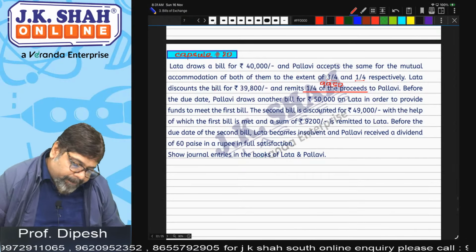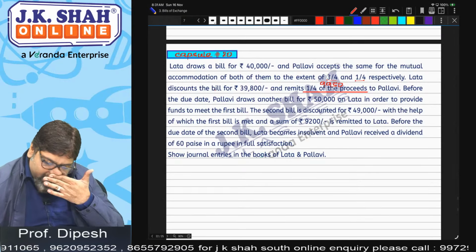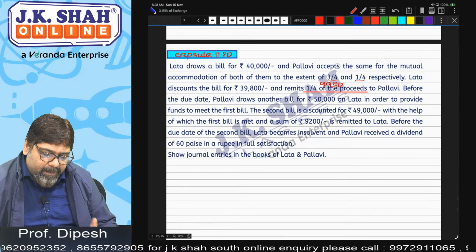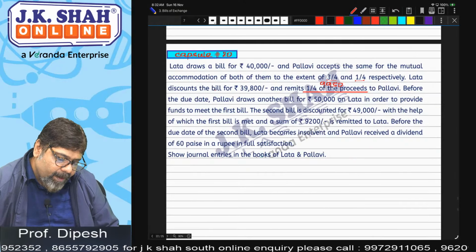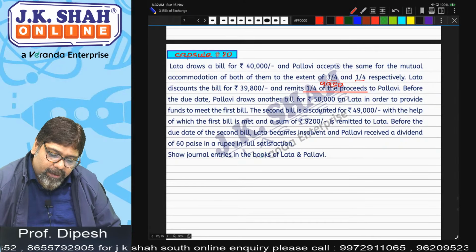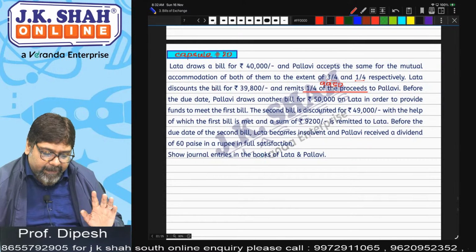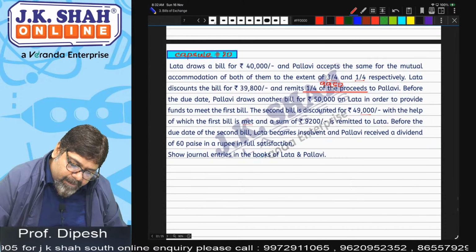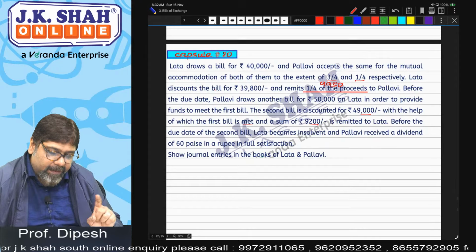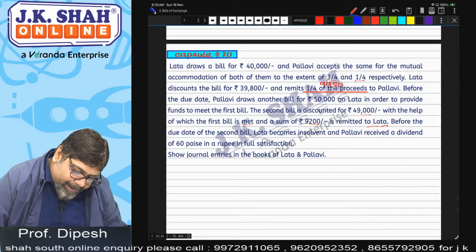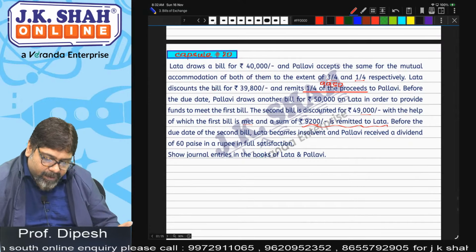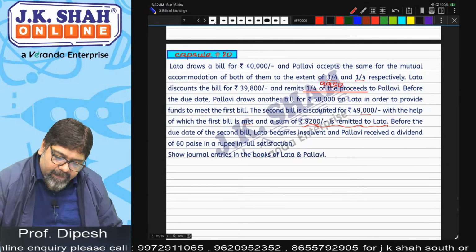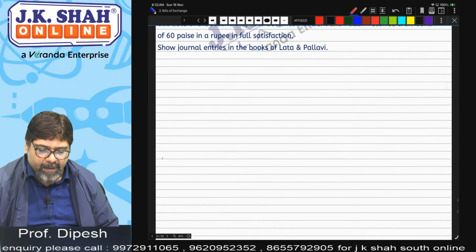9,950 to Pallavi. Before the due date, Pallavi draws another bill for rupees 50,000 on Lata in order to provide funds to meet the first bill. The second bill is discounted for 49,000. With the help of it the first bill is met and a sum of rupees 9,200 is remitted to Lata. How much of the second bill is remitted to Lata? 9,200. Before the due date of the second bill, Lata becomes insolvent and Pallavi receives a dividend of 60 paisa in a rupee. Shall we start?